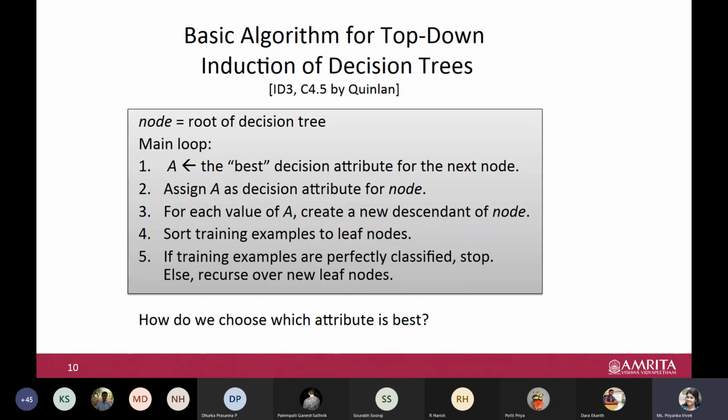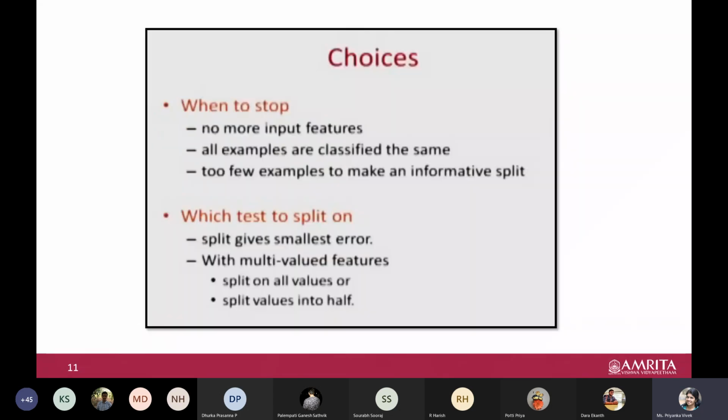And then after that, we'll try to find a descendant of the node and then sort all the training examples to that particular node. We'll see it actually as an example. That's better than our ID3, C4.5, etc. They are different algorithms. Okay, they have different measures for choosing the best attribute. So when to stop?